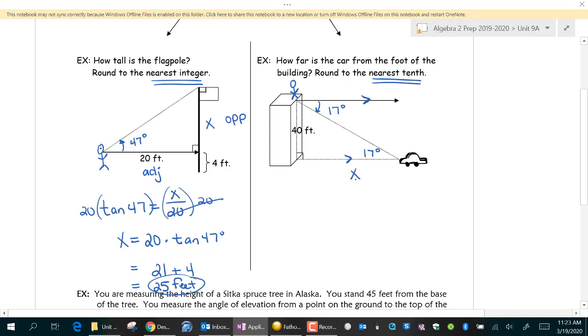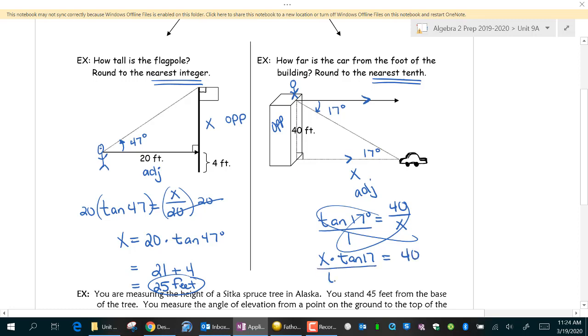So I'm looking for this distance down here. So again, I have the opposite side. I want to find the adjacent. So O and A, I'm using tangent again. So I would set up an equation, tangent of 17 equals opposite over adjacent. Because my unknown variable is in the denominator, I'm going to have to cross multiply. So I'm going to write tangent of 17 over 1, cross multiply. So I get X times tangent of 17 equals 40. And then divide both sides by tangent of 17.